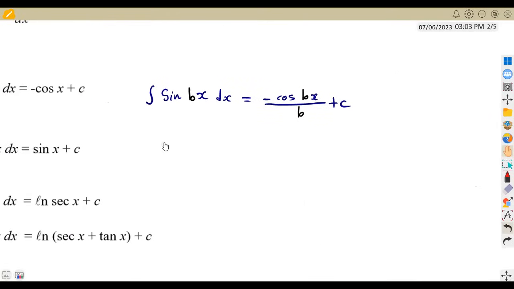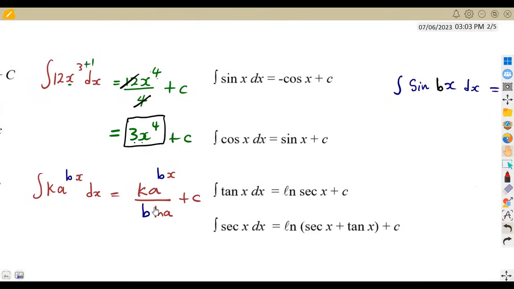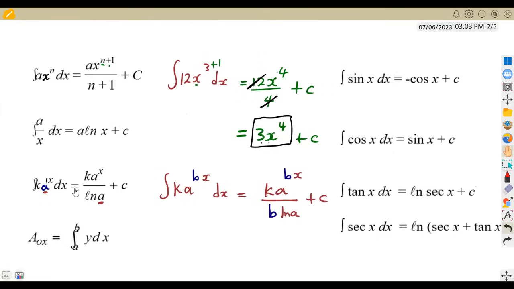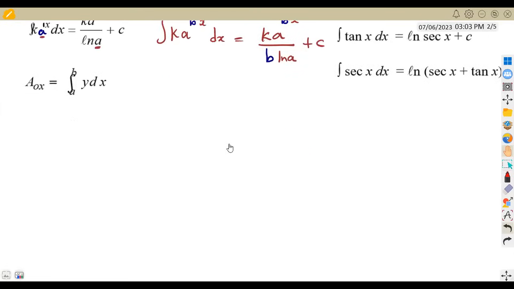And also, let me see if I added this one. All right, this one I added here. I talked about this: if it is ka to the exponent of bx, how do you integrate this one from the one that you're given from your formula sheet, which is ka to the exponent of x? All right, so this is the first part of our integration.